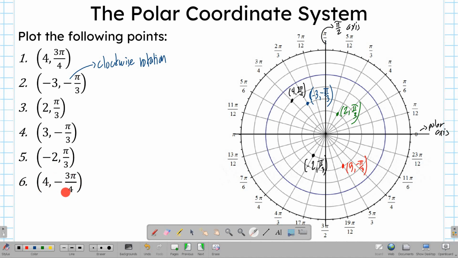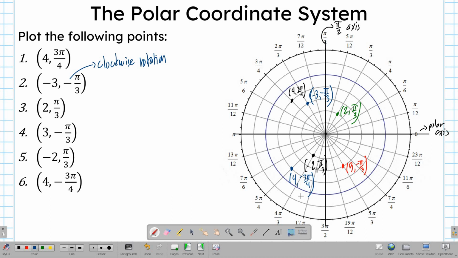So for number 4, (4, -3π/4), since the angle is negative 3π/4, we have to start with a clockwise rotation. So -3π/4, this is -π/2, so -3π/4 would be this one here. So 4: 1, 2, 3, 4. Here you go. This is now (4, -3π/4). So that's how we plot polar coordinates.